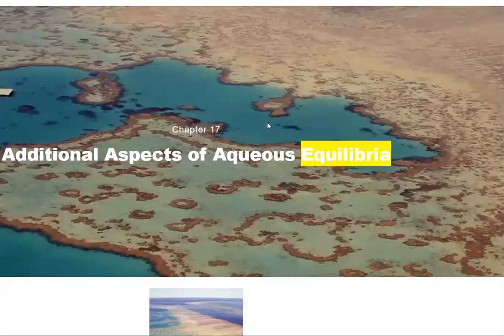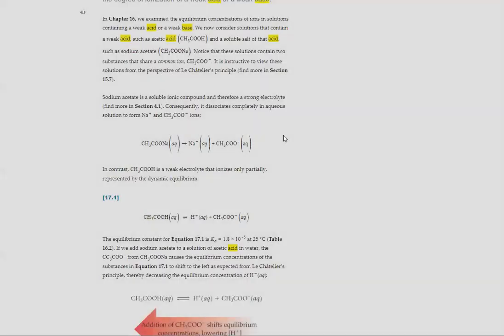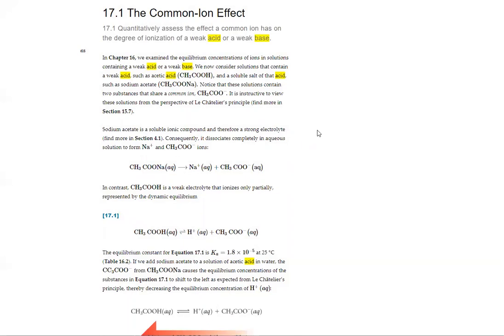This is the review for Chapter 17, Additional Aspects of Aqueous Equilibria. So Section 1, we have the common ion effect. The common ion effect is based off of Le Chatelier's principle. And Le Chatelier's principle is saying that whenever something is done to a reaction, the reaction always acts to lessen the stress of whatever that change is.